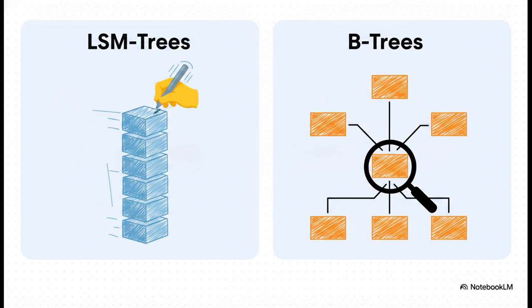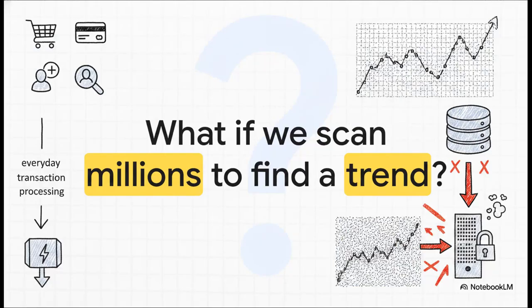Just remember, there is no single perfect system in software engineering. There's only the right system for your specific workload. Now, brace yourself for a bit of a plot twist. Everything we just learned, LSM trees, B-trees, hash indexes, it's all perfectly engineered for everyday transaction processing. Looking up a user profile, adding an item to a cart, processing a quick payment.